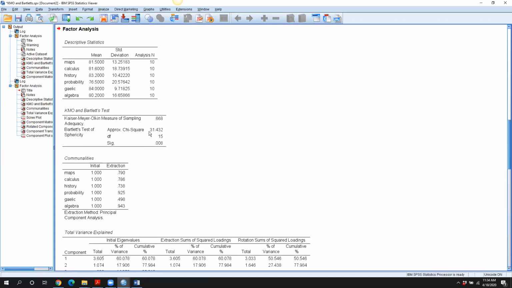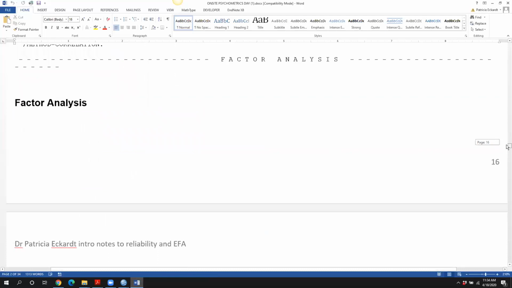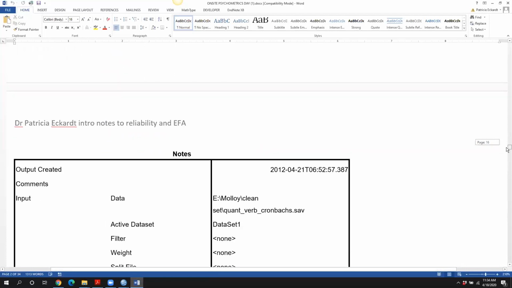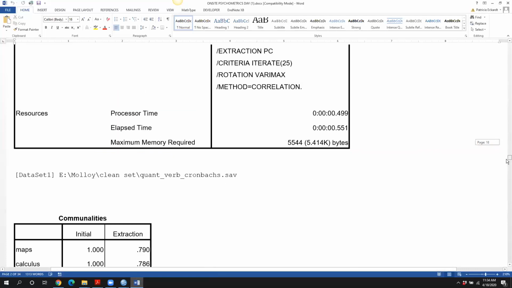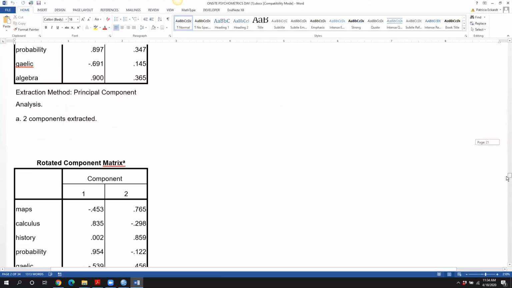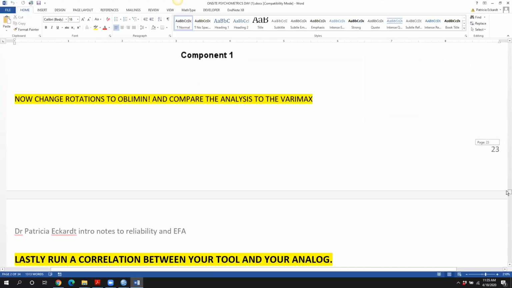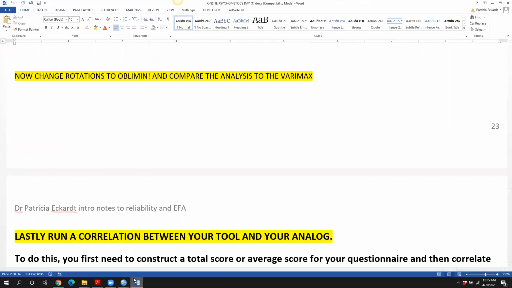Oh, we got output, which is great. Okay, you're not going to read it yet. Let me go back. I want to stay with your handout. You're now on page 17. We have your output there. We'll chat about it in a few minutes. So the Varimax goes from page 17 to page 23. Perfect. So let's take a peek at your output.